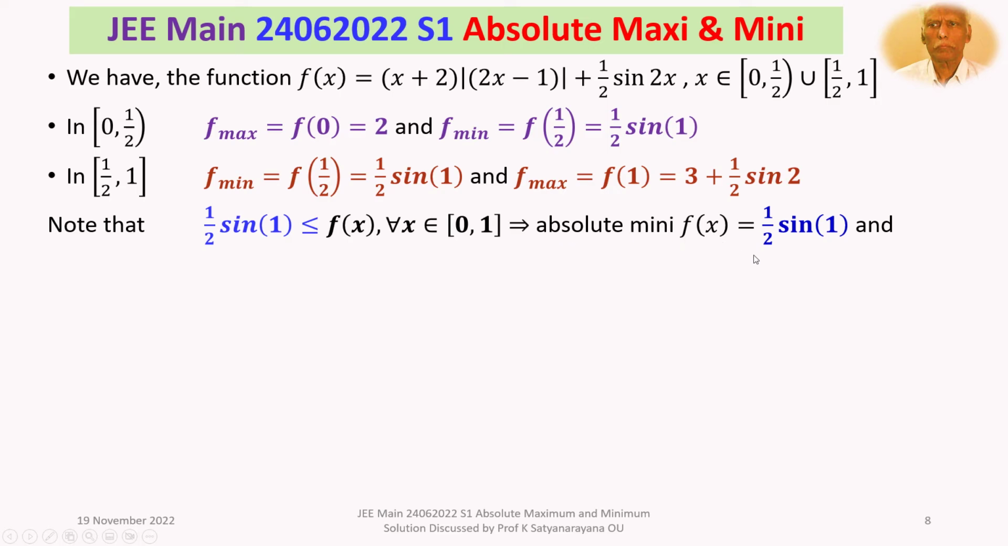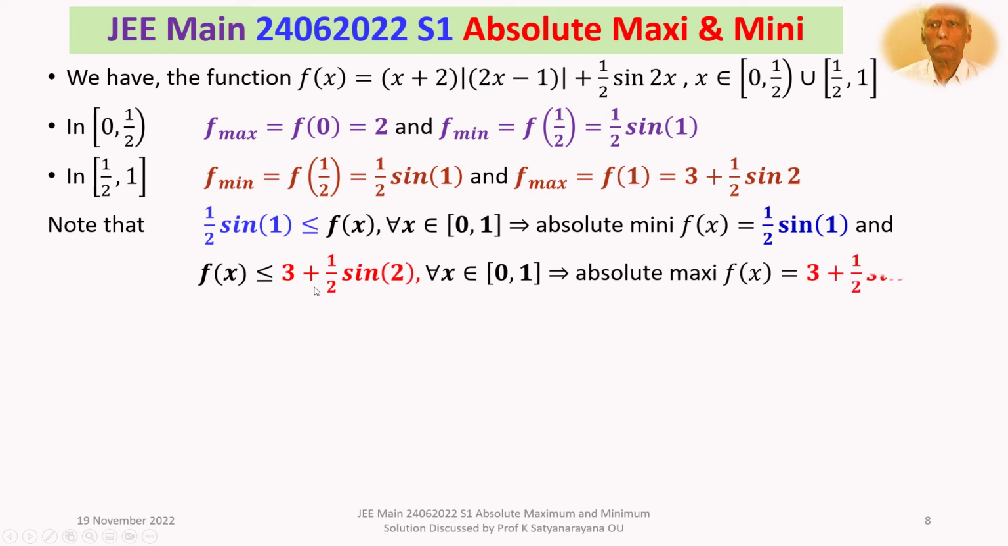Therefore, the absolute minimum for f(x) is 1 by 2 sine 1 because 1 by 2 sine 1 is less than or equal to f of x for all x in this interval. Therefore, it is a global minimum. And also, f of x is less than or equal to 3 plus 1 by 2 sine 2, which is the highest value, for all x belonging to 0 to 1. Therefore, this is the absolute maximum. Therefore, the absolute maximum of f(x) is 3 plus 1 by 2 sine 2.